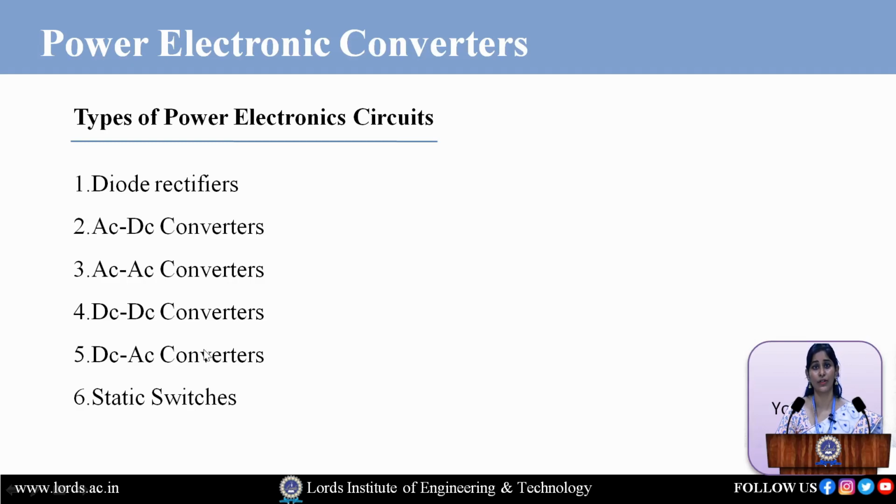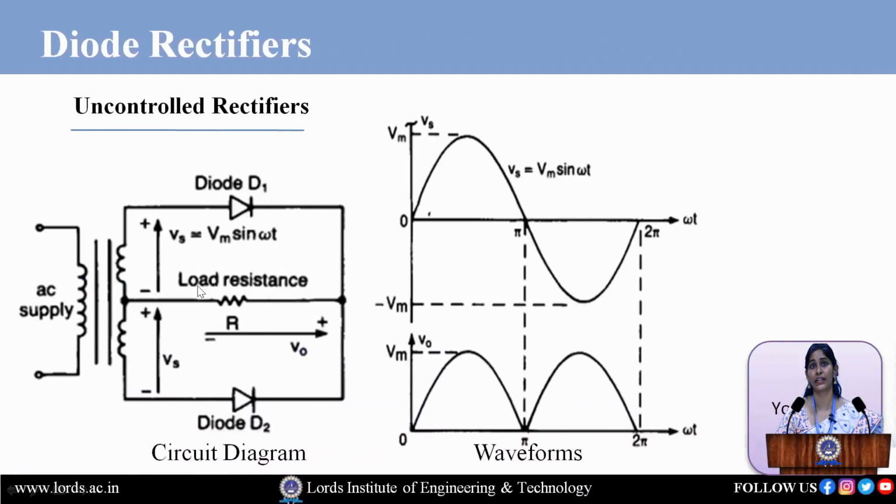We can also call it a chopper or switching regulator. And DC to AC converter is nothing but the inverter. And finally, the static switches. So let us begin the session with the diode rectifier circuit.